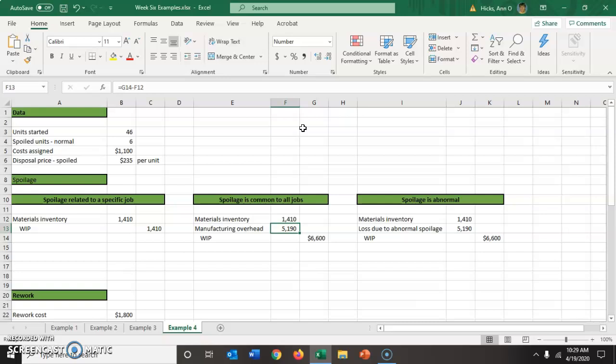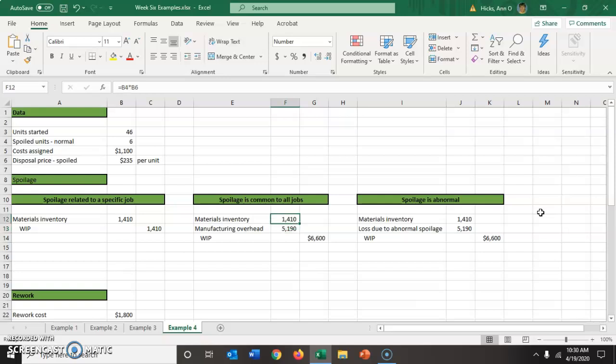Remember, manufacturing overhead will then get allocated to all the jobs, and each job will have to absorb a little bit of this spoilage, which is appropriate if indeed the spoilage results because of something that is applicable to all jobs.